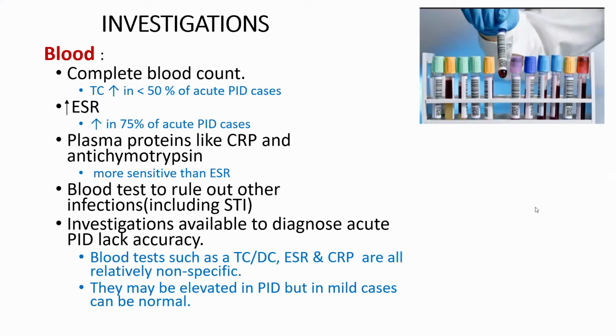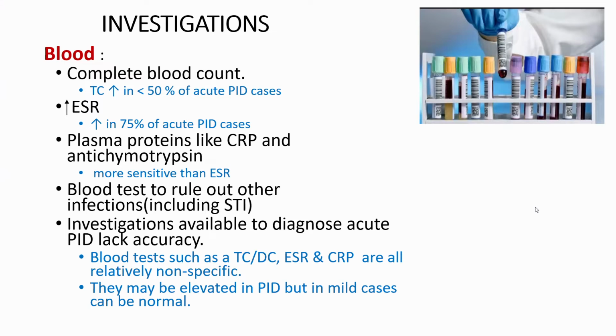Blood tests to rule out other infections like HIV and syphilis, like VDRL, should be done. Because this is a sexually shared infection, we have to rule out other sexually shared infections as well. Investigations available to diagnose PID lack accuracy, so this is the problem. That's why you should have a high index of clinical suspicion, and you diagnose clinically in most of the cases, because the blood parameters usually lack accuracy.